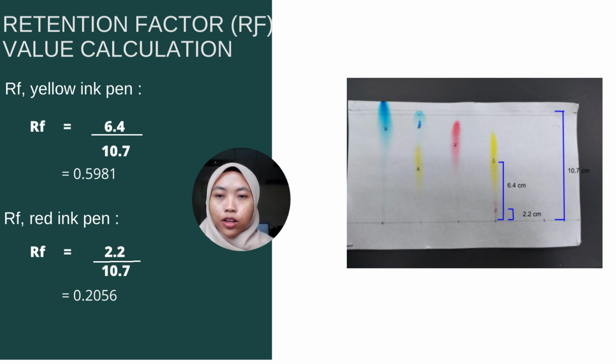So, for example, the RF value for the yellow pen is equal to 0.5981. And then look at the example in the picture beside. The RF value for the red pen is equal to 0.20556. So that's how we calculate the RF value for paper chromatography.